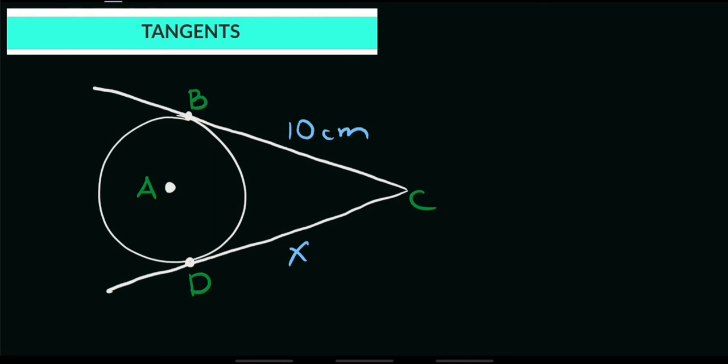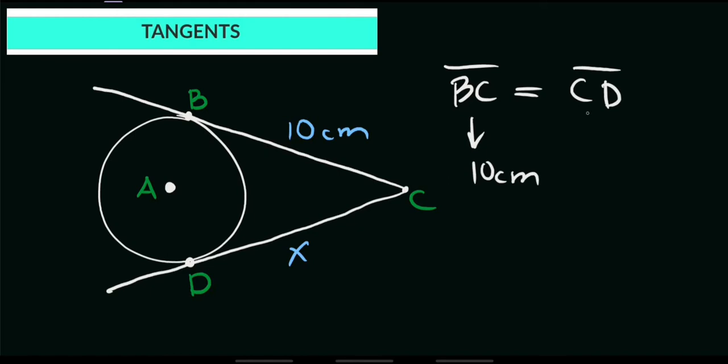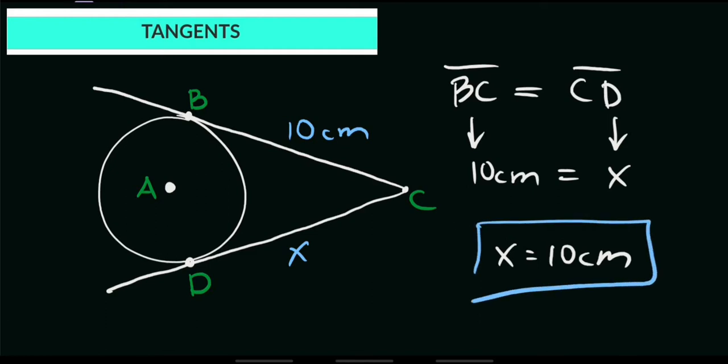According to our theorem, since all of our tangents are linked by this external point C, automatically those segments are congruent. That means line segment BC is equal or congruent to line segment CD. According to our figure, line segment BC is equal to 10 centimeters, and let's equate this to line segment CD, which is our missing part. That means the value of x is simply 10 centimeters. So that is automatically the answer. Right? So that is our question number one.